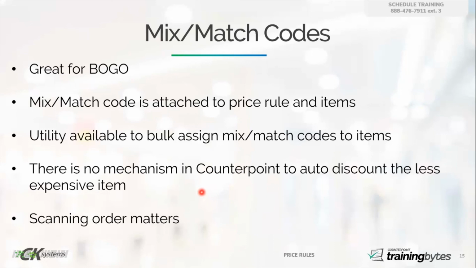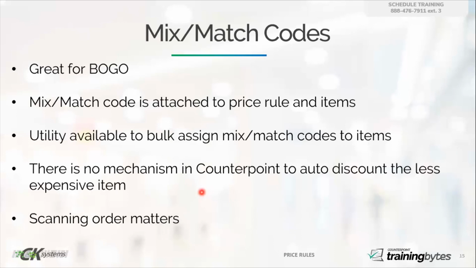There's also a utility to bulk assign mix match codes. This is fantastic, especially if you have 100 qualifying items. Now, certainly you could go visit the item records and manually attach the mix match code, but the utility is going to be a lot faster to use. And I'll actually show you how to use that today.